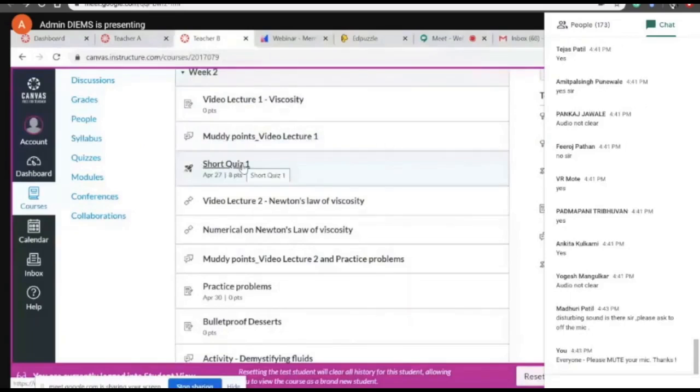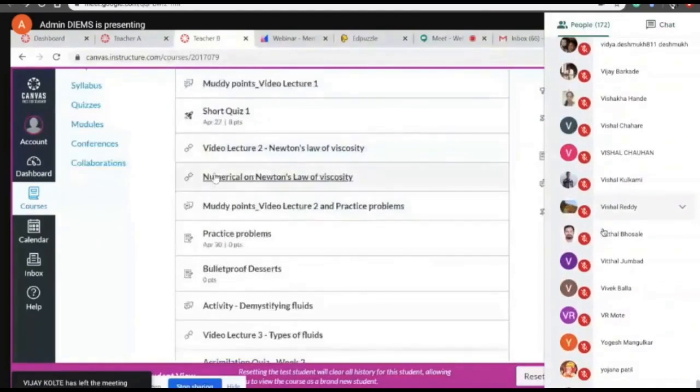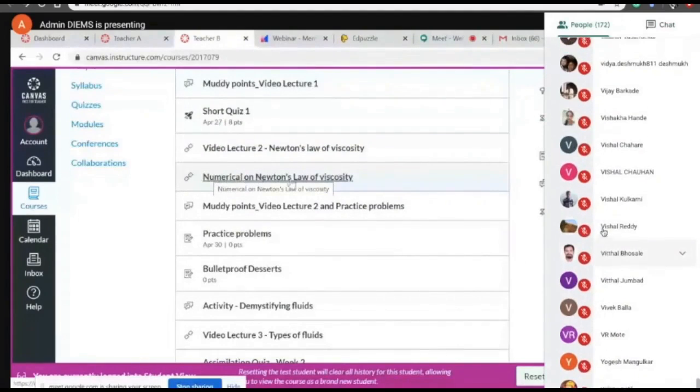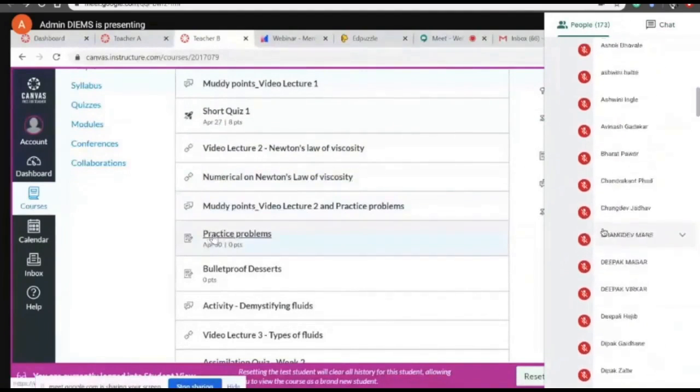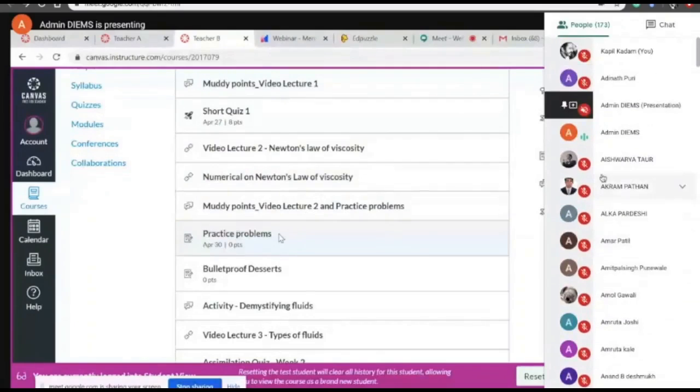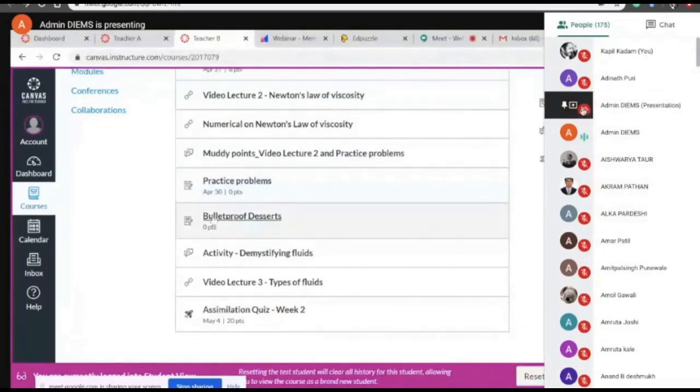Then there is some short quiz. After this, video lecture 2, and then he has demonstrated one numerical. Then again there is the muddy points thing. Then he has given some practice problems to students. They have to solve that and submit it to the teacher later.